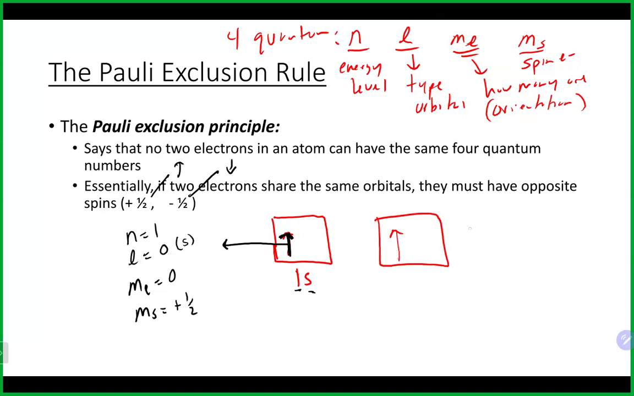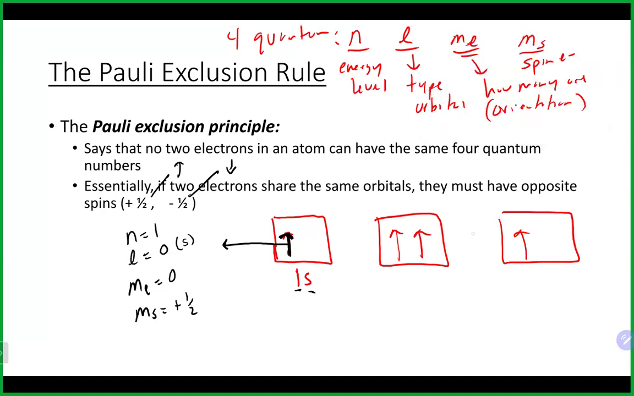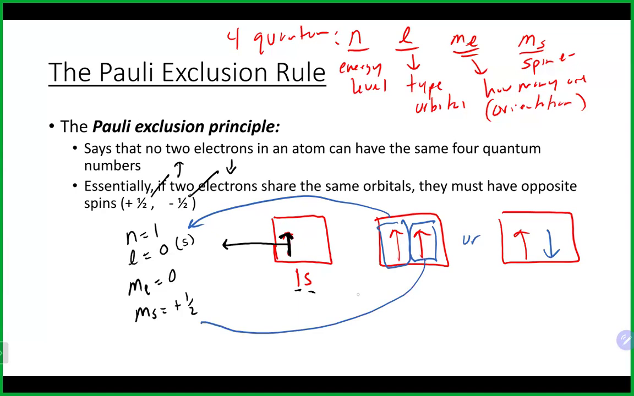So what that means is if I decided to put the next electron into this orbital, I have basically 2 options. I could either put the electron in going in the same direction, or I could put the electron in going in the opposite direction. So if I took this first electron and did the 4 quantum numbers, I would get this. If I put it in the exact same way, I would actually end up with the same 4 quantum numbers. And that is a violation of Pauli's exclusion rule. You can't do that. So we don't do that. We never put electrons in going in the same direction.